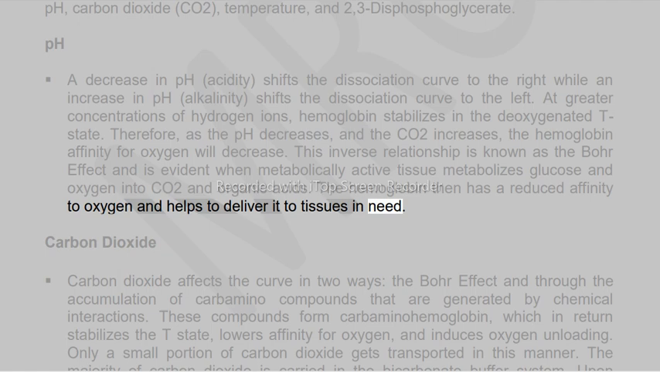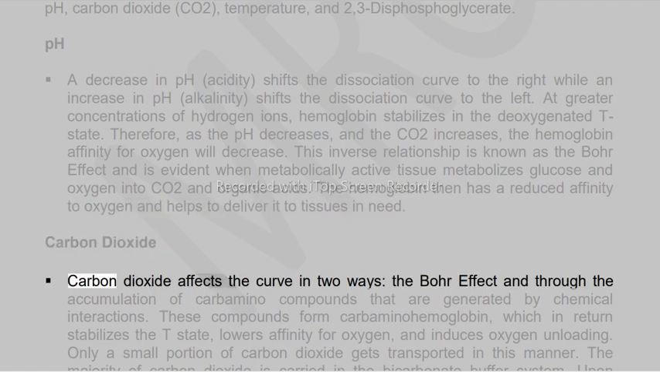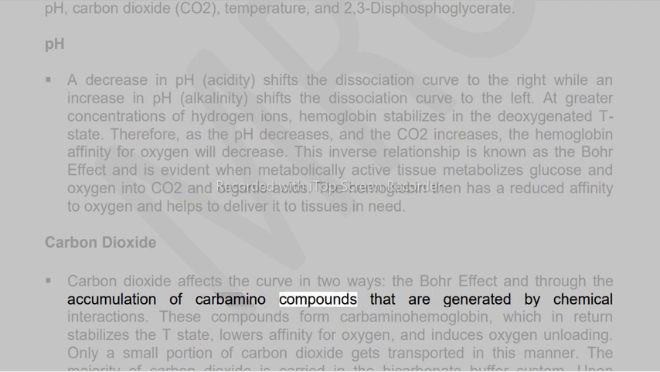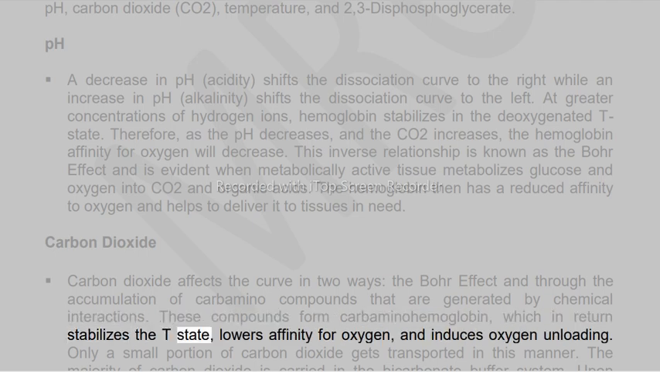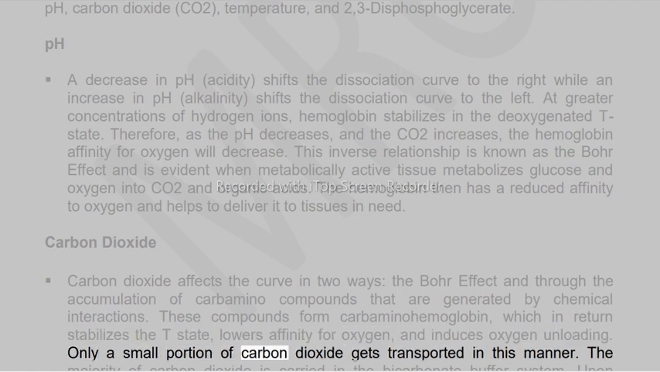Carbon dioxide. Carbon dioxide affects the curve in two ways: the Bohr effect and through the accumulation of carbamino compounds that are generated by chemical interactions. These compounds form carbaminohemoglobin, which in return stabilizes the T state, lowers affinity for oxygen, and induces oxygen unloading. Only a small portion of carbon dioxide gets transported in this manner.